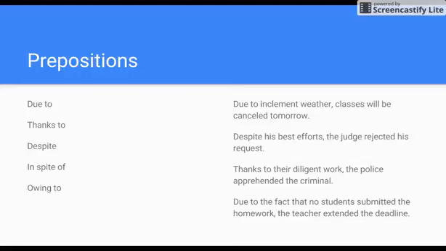Due to inclement weather, comma, classes will be canceled tomorrow. Inclement weather means bad weather. So due to is kind of like because of. All right. So because of inclement weather, comma, classes will be canceled tomorrow. It means the same thing. Now in that case, we only have a noun, weather. Okay, we don't have a complete sentence.